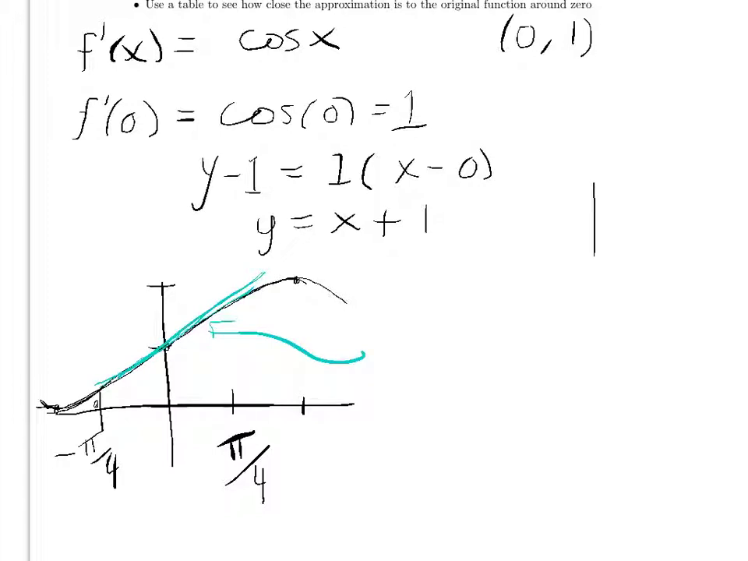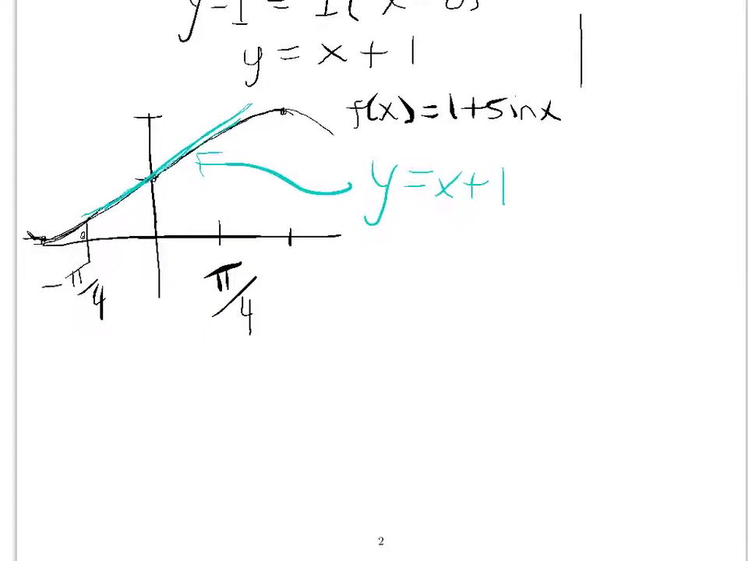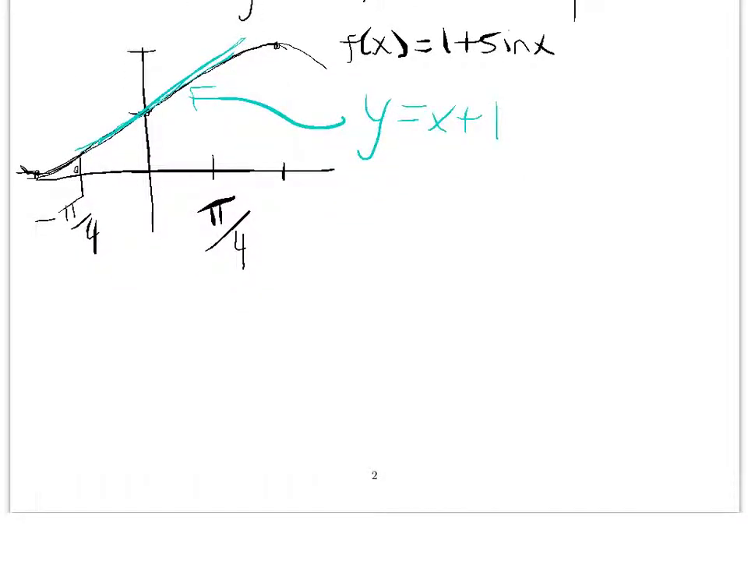So we can use this tangent line approximation. Our approximation is y equals x plus 1. Our original function is f of x equals 1 plus sine x. That's the first part. Now we want to see, is this a good approximation? The only way to judge that is to look at a table of values. So I'm going to scroll down a little bit and make a table.